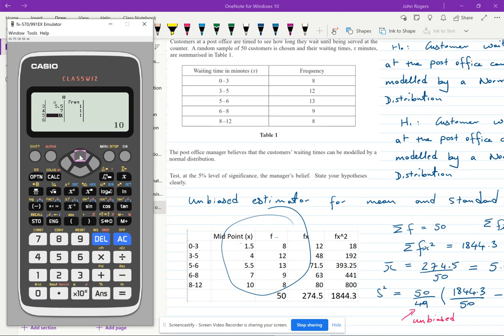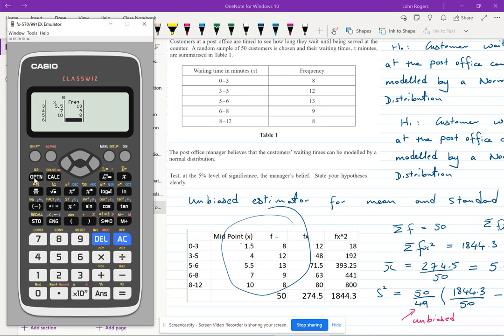Let's put the frequencies in. So we have 8, 12, 13, 9, and 8.